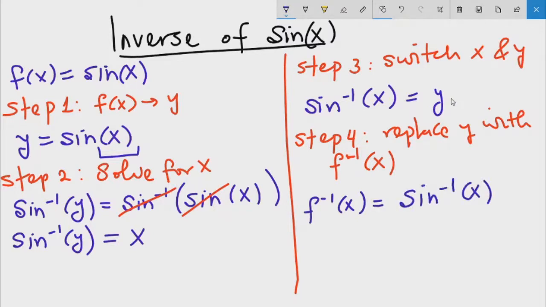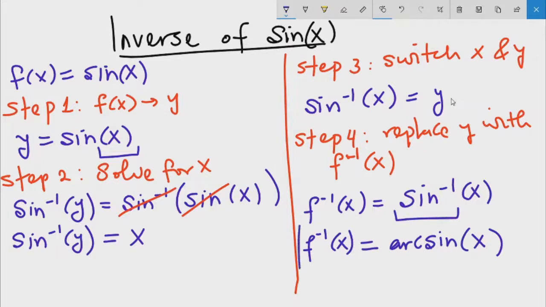Before we move on, I want to point out that this sine raised to the power of -1 has a name, and it is called arc sine. So we can rewrite this as arc sine of x. So the inverse of sine of x will be arc sine of x.